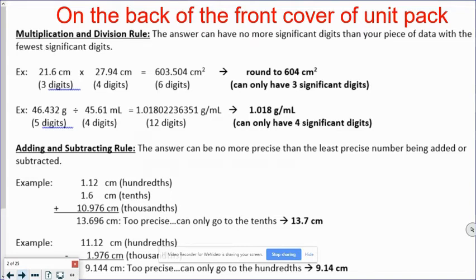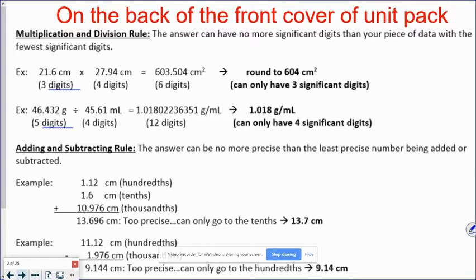This is on the back of the front cover of your unit pack. It's found in the middle. It is the Sig Fig rules. We're going to use that for solving problems. It talks about the multiplication and division rule. Your answer can have no more significant digits than your piece of data with the fewest digits.